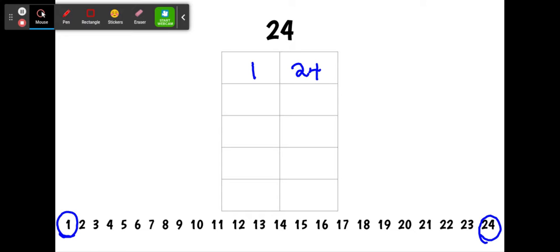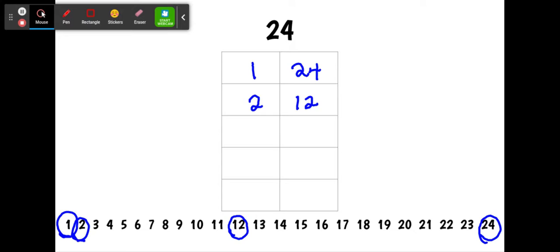The next factor of 24 I might consider is I might just move up and go from 1 to 2, and I need to think, can I multiply 2 by something to get to 24? And I know that answer, because 24 is even, is yes. So I know 2 is another factor of 24. Now I need to think what I could multiply 2 by to get to 24. And I know that other number is 12. So my next factor pair is 2 and 12.